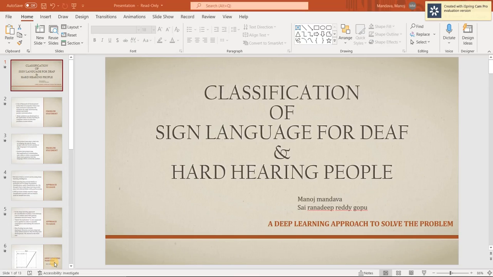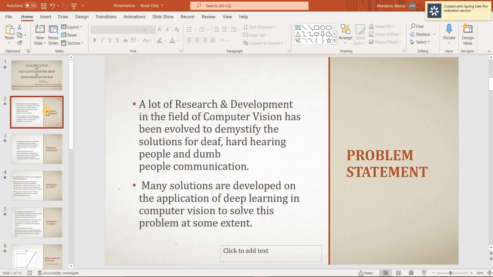Hello everyone. Today's presentation is given by Manoj Mandava and Sairandi Reddy Gopu, and our topic is based on the classification of sign language for deaf and hard of hearing people. This project is dedicated to building a model that is capable of sign language classification. This model may work as a bridge for the deaf and hard of hearing community.